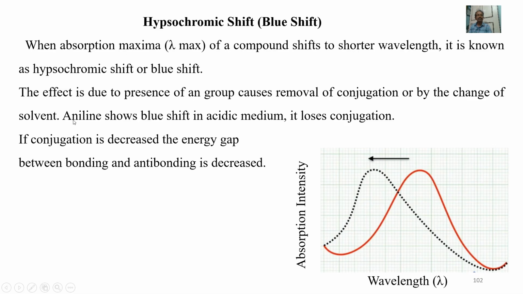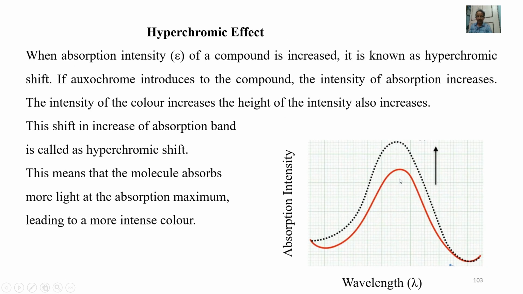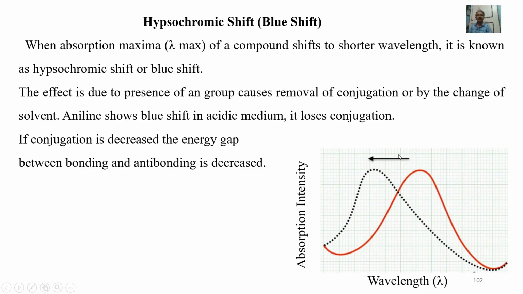Aniline shows blue shift in the acidic medium. It loses conjugation. If conjugation is decreased, the energy gap between bonding and antibonding is increased. So this picture shows the absorption intensity versus wavelength, and the absorption maximum shifts towards the shorter wavelength.